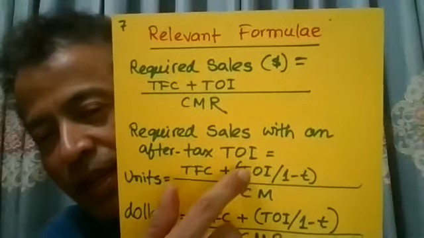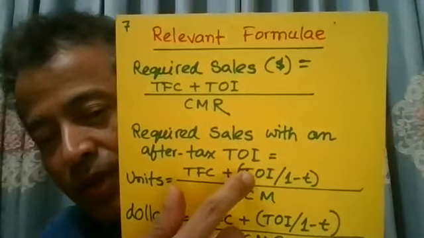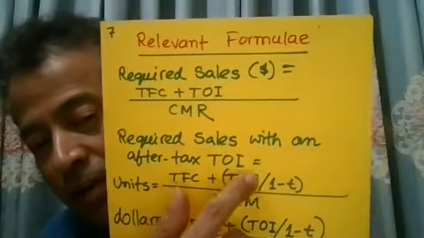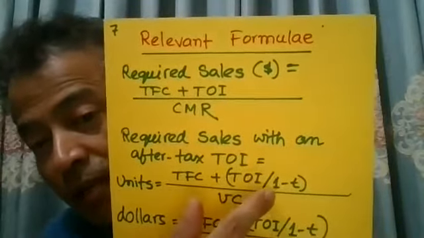I have to now add 1,333.33. How do I get 1,333.33? I divide the target operating income of $1,000 by 1 minus T. This process is called grossing up, to find the gross amount from a net amount, because the $1,000 expected target operating income was the net amount. The gross amount would be divided by 1 minus T.